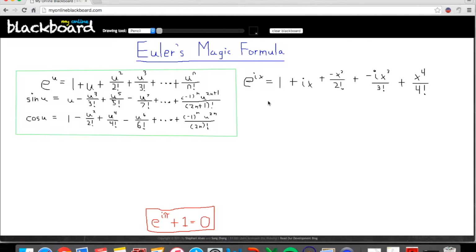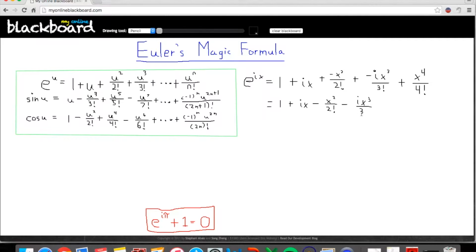So what we get is, we're going to simplify this. We have 1 plus i times x, minus x squared over 2 factorial. And then we're going to subtract i times x cubed over 3 factorial, and then I'll stop here.